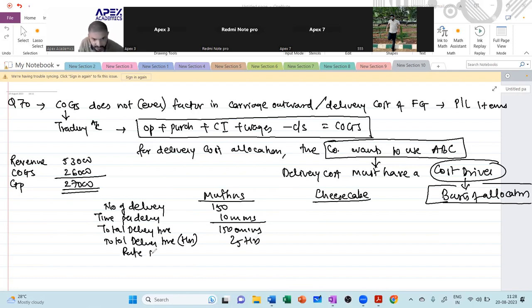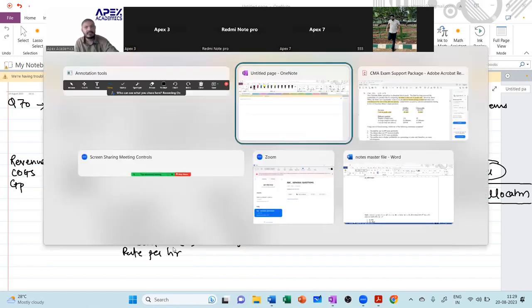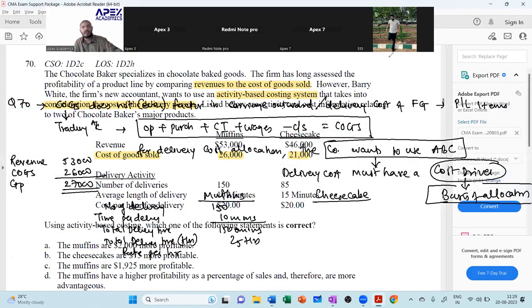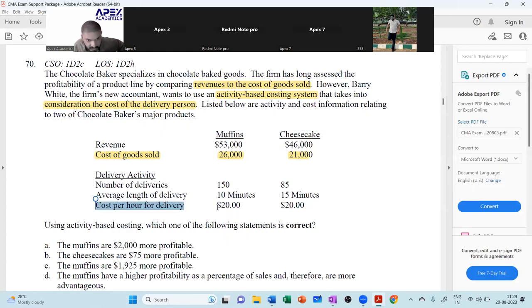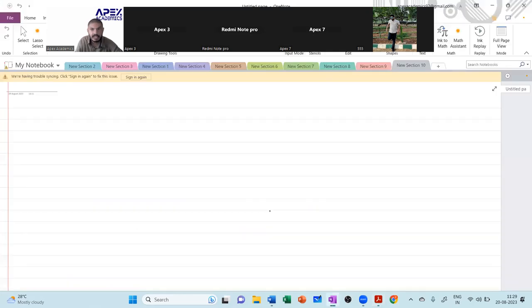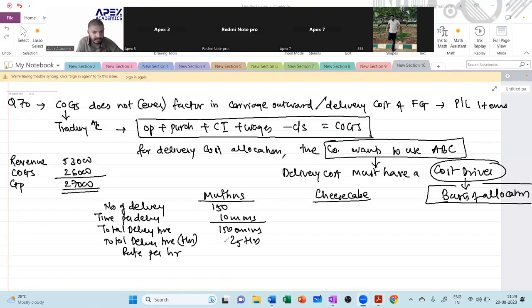What is the rate per hour of delivery? Why are you calculating in hours? Somebody will ask me this very brilliant and innocent doubt. Very innocent question. My dear child, I'm calculating in hours because cost per hour is given for delivery. So I need to know how many hours of delivery I have worked. So I have worked 25 hours of delivery. Rate per hour is $20 per hour. I'll write it like this. $20 per hour.